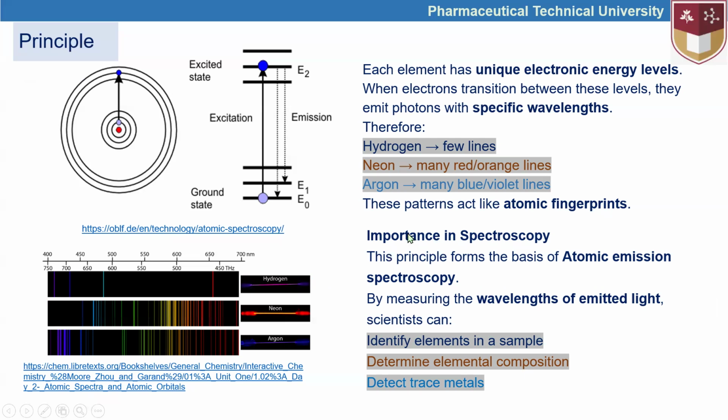Importance of spectroscopy. This principle forms the basis of atomic emission spectroscopy. By measuring the wavelength of emitted light, scientists can identify the presence of different atoms in given samples, determine the elemental composition, and detect trace metals as well. So based on thorough analysis of the light spectrum, the presence of trace metals can also be identified.